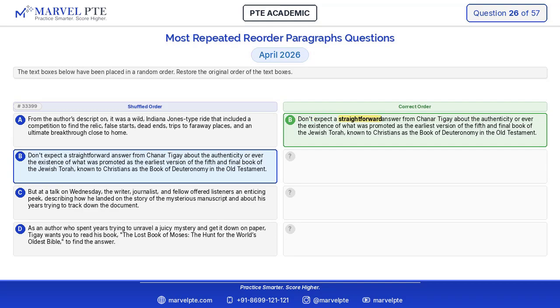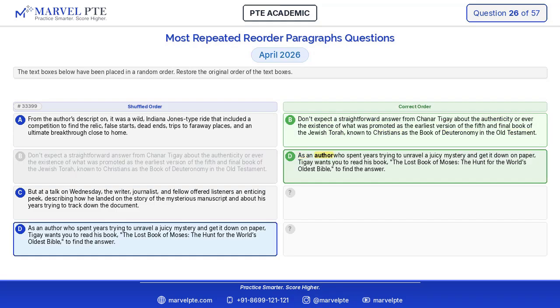Don't expect a straightforward answer from Shanti Gay about the authenticity or even the existence of what was promoted as the earliest version of the fifth and final book of the Jewish Torah, known to Christians as the Book of Deuteronomy in the Old Testament. As an author who spent years trying to unravel a juicy mystery and get it down on paper, Tegay wants you to read his book, The Lost Book of Moses: The Hunt for the World's Oldest Bible, to find the answer.